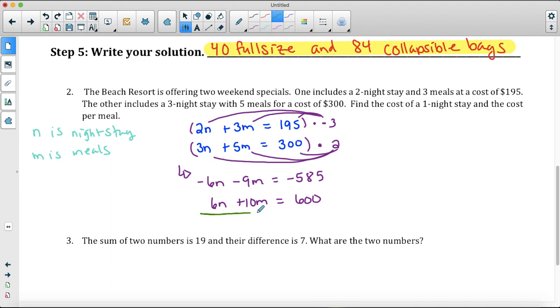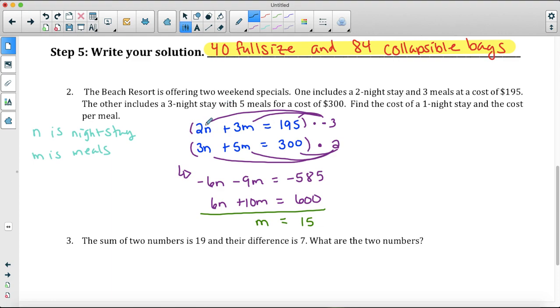Now we can combine them, so we have a negative 6n and a positive 6n, which becomes 0. Negative 9m and positive 10m is 1m, equals negative 585 and 600, which becomes a positive 15. M is equal to 15. Now that we have m equals 15, and we don't have to do anything else to solve for that, we can substitute this m equals 15 back into one of the original equations.